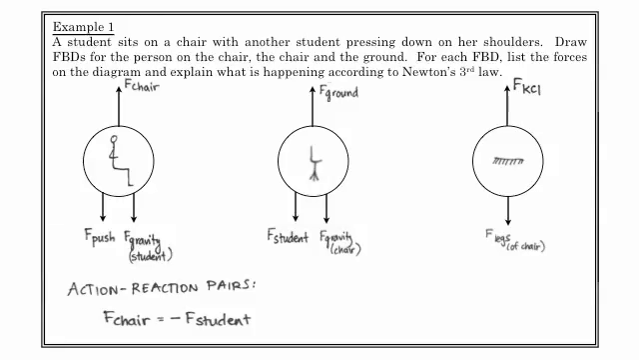What about for the chair and the ground? This one's a little bit simpler because it's got to be F legs, because the legs of the chair are pushing down on the ground, and the ground is pushing up on the chair. So the action-reaction pair here is F ground equals minus F legs of chair. They're the same, they're just in opposite directions. So those are action-reaction pairs and Newton's third law.